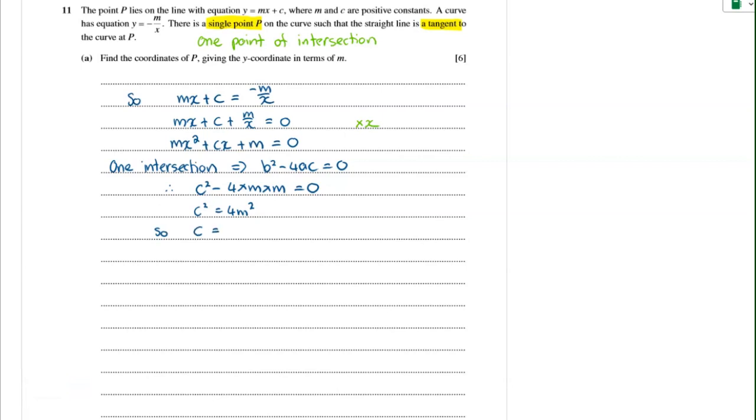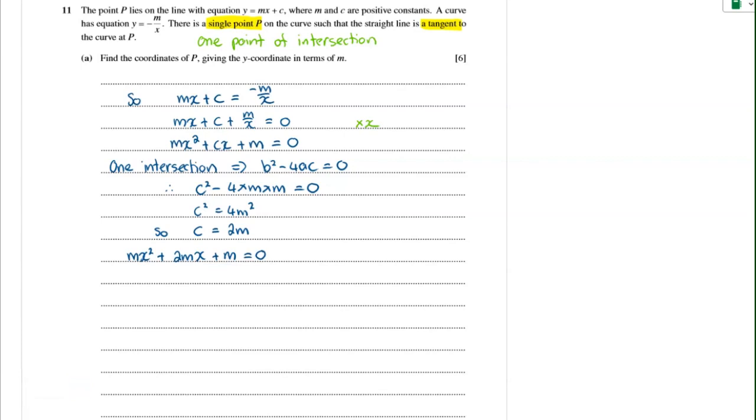All right, taking the square root of both sides, we get c equals 2m. Now we know that they're both positive. We don't have to deal with the negative square root because it tells us in the question that m and c are both positive constants. So we can say that c equals 2m. Now we can replace the c in the quadratic with the 2m and go, all right, so this is the solution for the point of intersection.